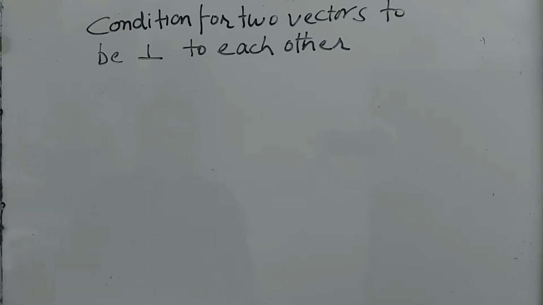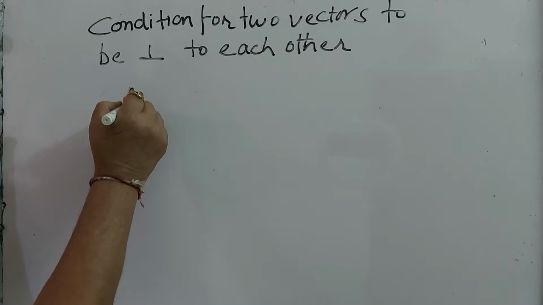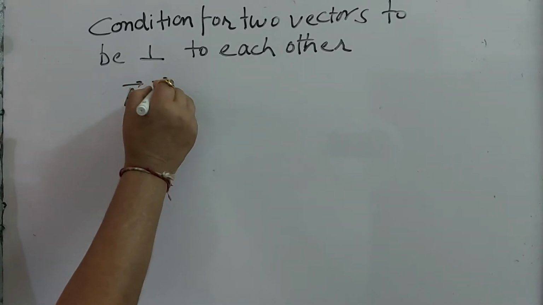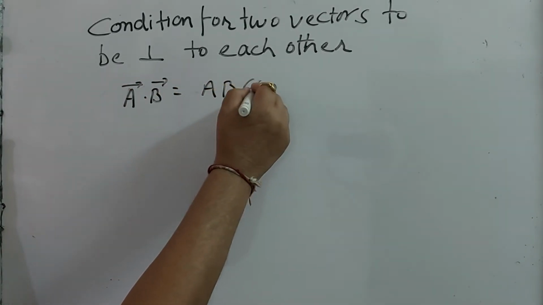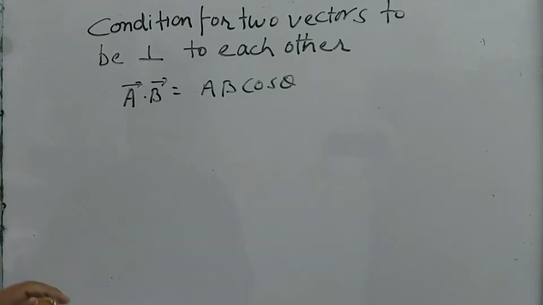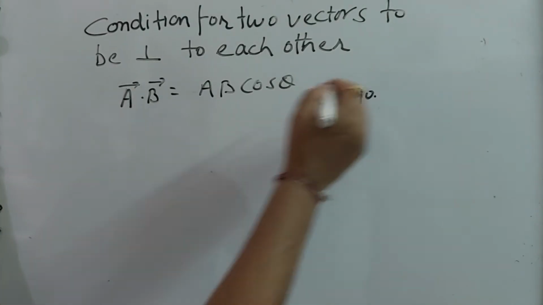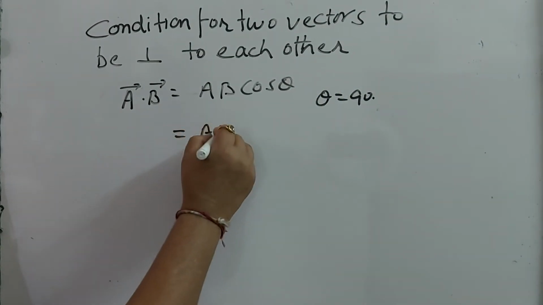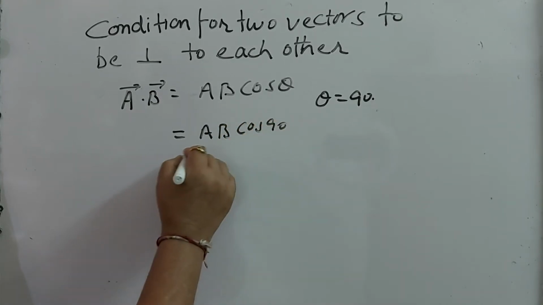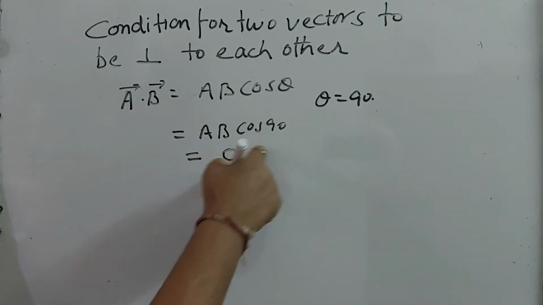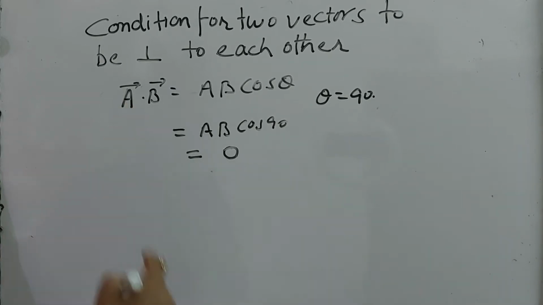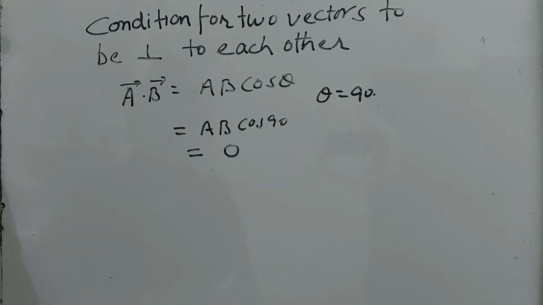Now in this lecture we will find out the condition for two vectors to be perpendicular to each other. As we know, A dot B is equal to AB cos theta, which means the dot product of two vectors is equal to AB cos theta. In case theta is 90 degrees, then A dot B will be equal to AB cos 90. This will be equal to 0 because cos 90 is 0. So if the dot product of two vectors is equal to 0, it means both the vectors are perpendicular to each other.